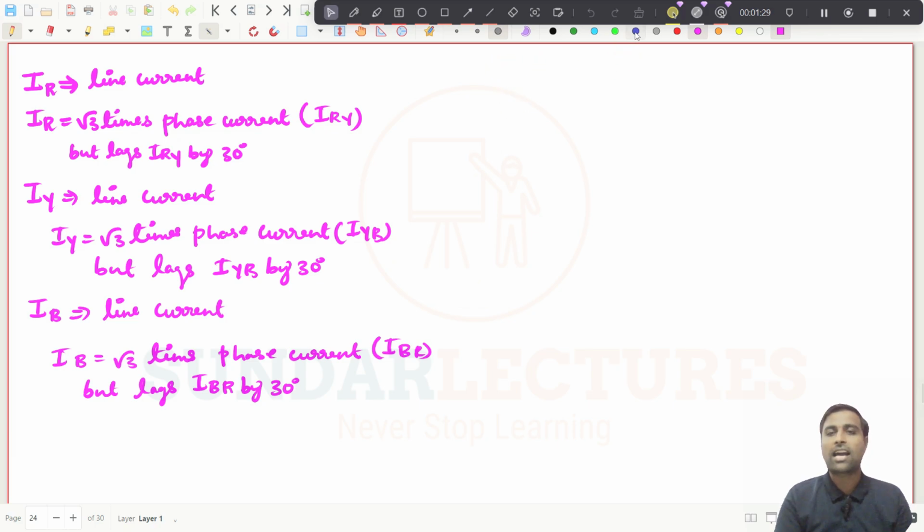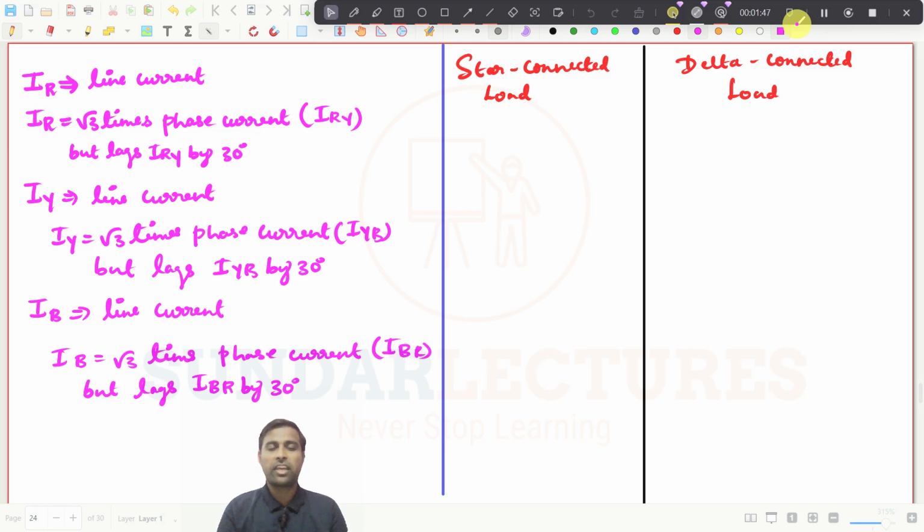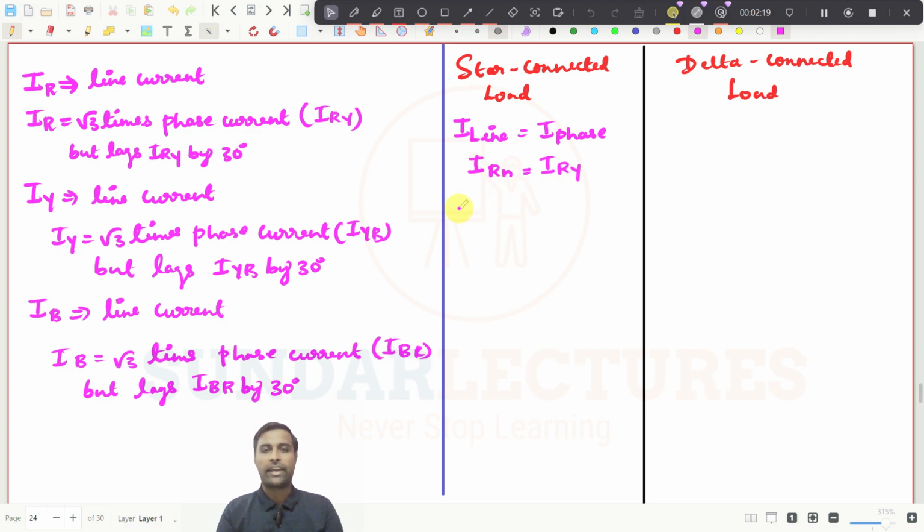See, if you take a star connected system, a star connected load, I just need to compare these two things. Here you see the line current is equal to the phase current. Try to understand, I will write it down fully. I line is equal to I phase, whatever it may be. IRN will be equal to IRY.